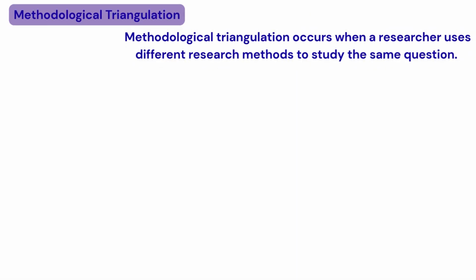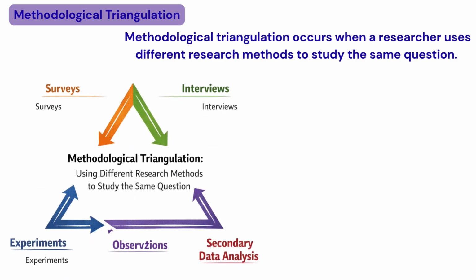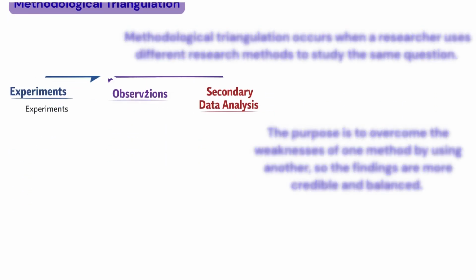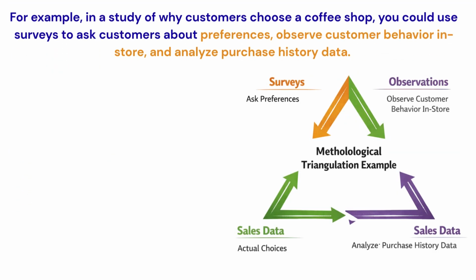Methodological triangulation. Methodological triangulation occurs when a researcher uses different research methods to study the same question. These methods can include surveys, interviews, observations, experiments, or secondary data analysis. The purpose is to overcome the weaknesses of one method by using another, so the findings are more credible and balanced. For example, in a study of why customers choose a coffee shop, you could use surveys to ask customers about preferences, observe customer behavior in store, and analyze purchase history data.